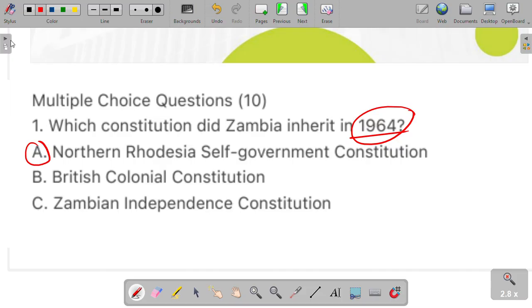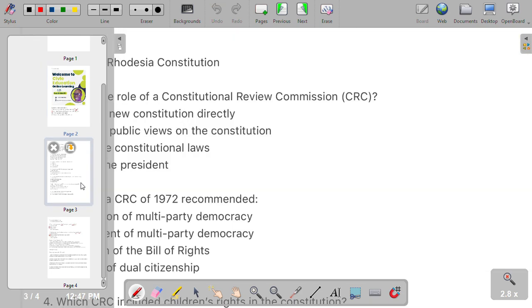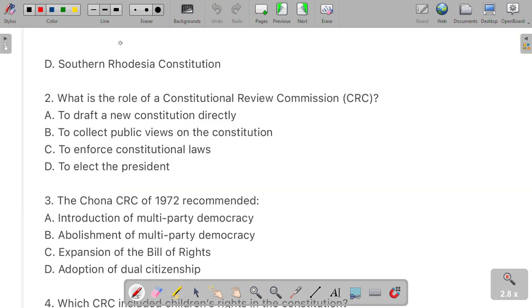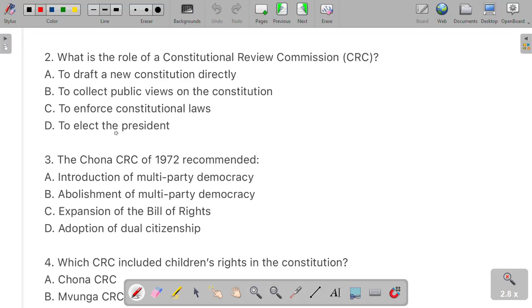We continue. Question 2. What is the role of the Constitutional Review Commission, or CRC? So CRC stands for Constitutional Review Commission.